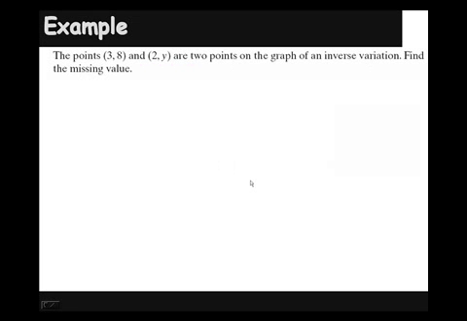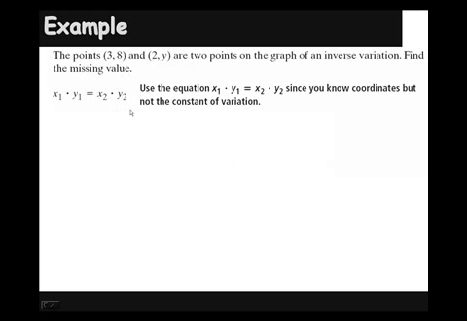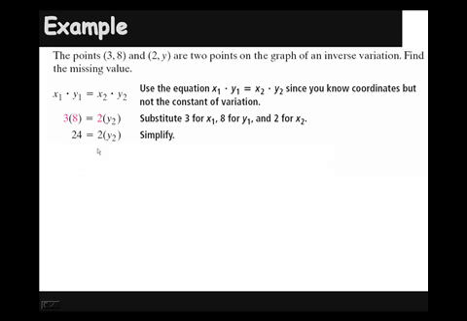Here's another example. We have the point (3, 8) and the point (2, y). Y is unknown. We need to find the missing value y. Well, we know that x times y is supposed to equal x times y. So 3 times 8 should equal 2 times this unknown y. 3 times 8 is 24. 2 times the unknown y has to equal 24. If we solve for this unknown y, they're calling it y2, that would be 12. So the missing value is 12.